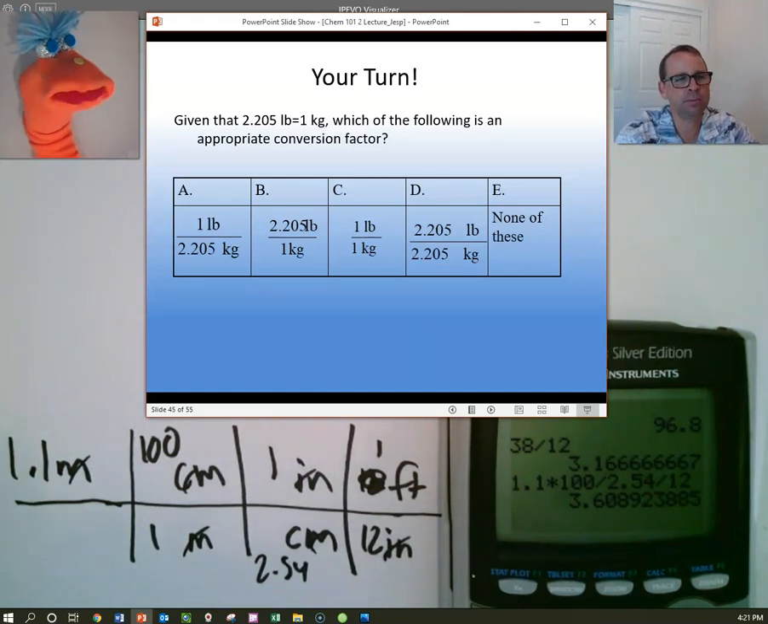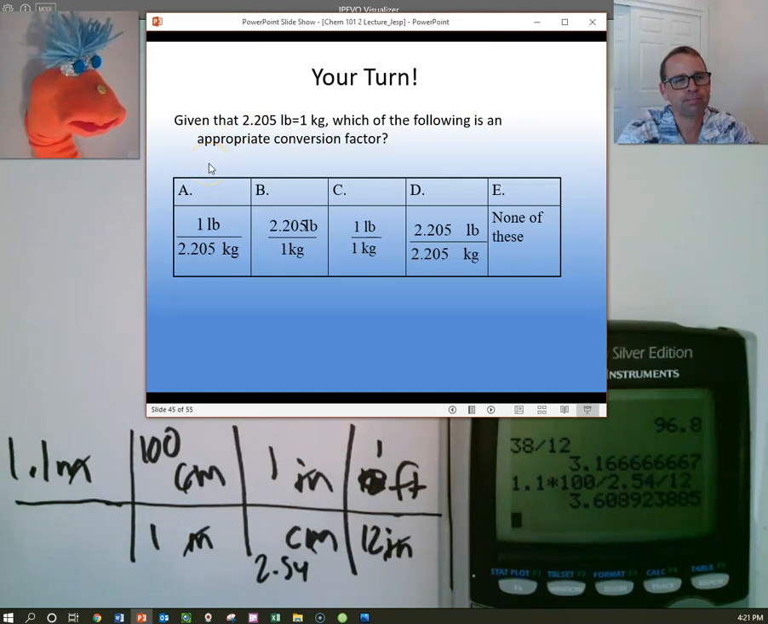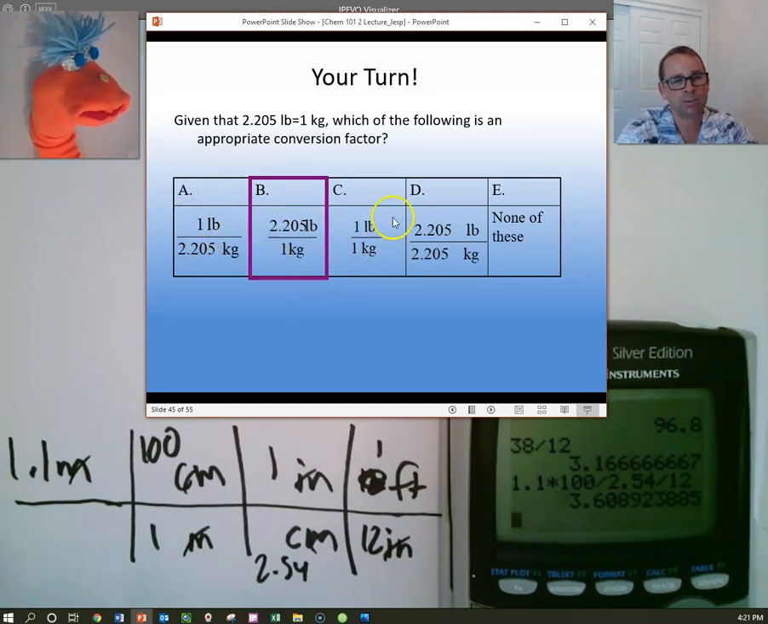All right. So, given that 2.205 pounds is equivalent to 1 kilogram, which of the following is an appropriate conversion factor? B. Has to be B. That's right, B, because 2.205 pounds per kilogram. Here our numbers are mixed up, or our units are mixed up, right? So, very good.